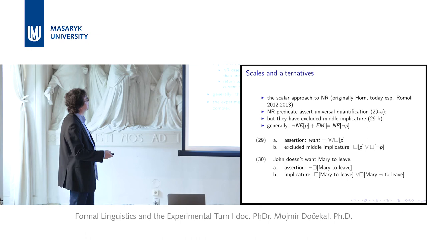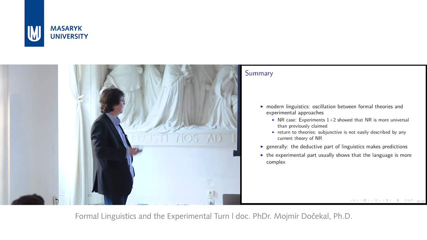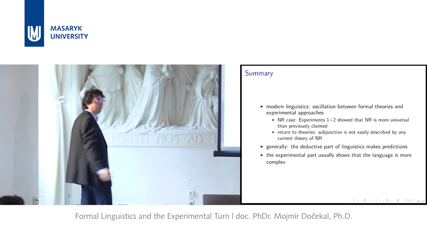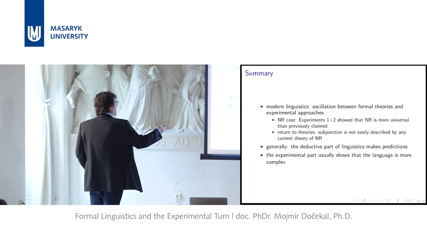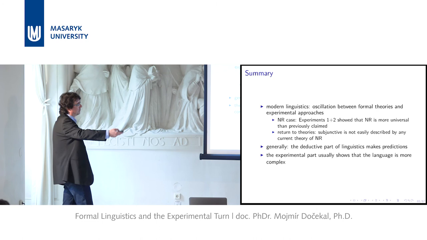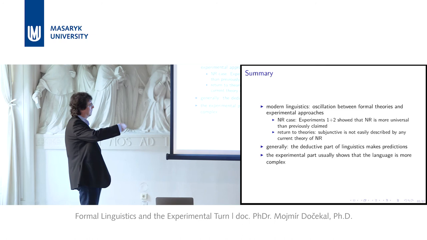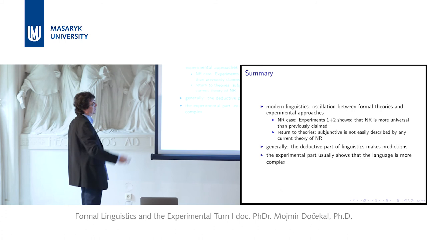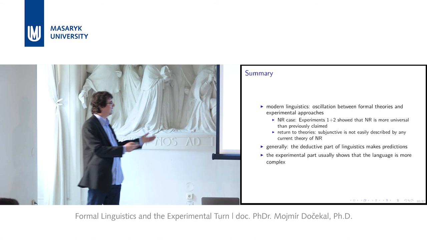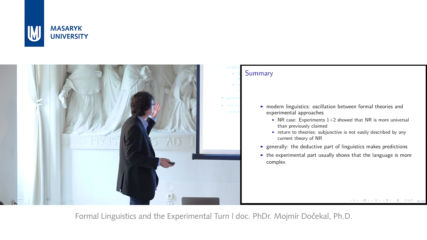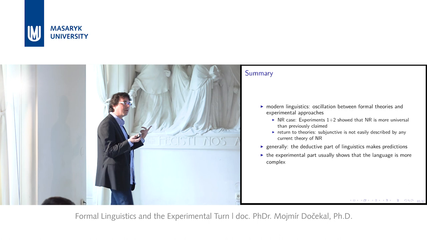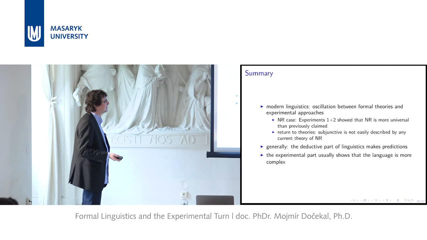Skipping many slides. In the big picture, what we see in modern linguistics is something like an oscillation between formal theories on one hand and experimental approaches on the other. Maybe modern linguistics is a bit different from other, at least natural, sciences, because it started with the deductive part and then came the experimental approaches. In the neg-raising case, I really wanted to show you, in the form of two experiments, that neg-raising is more universal than previously claimed. For instance, it really exists in Slavic languages. And what we learn from Slavic languages is important for general theories: some factor, in this case the subjunctive, but it can be any factor, is not easily describable by the common core formal approaches. So there is an interplay between the experimental and theoretical parts of the field, and everybody should be happy about that, because that's how science should proceed, I think.